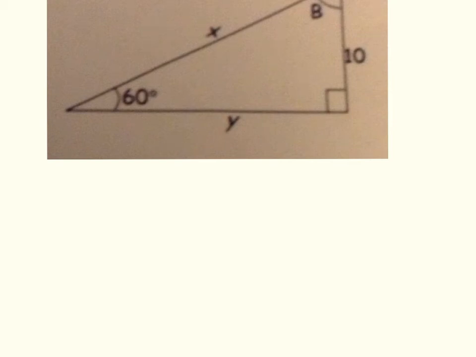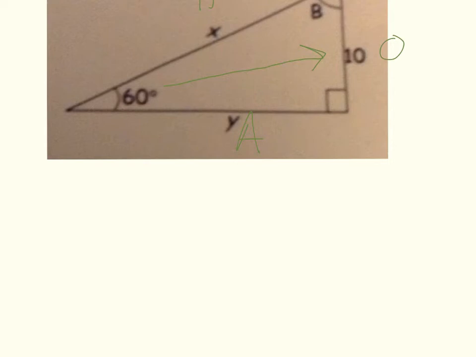Alright, we're going to use the trigonometric ratios to find the unknown sides and angles in the right triangle below. Let's first of all look at the given angle. The given angle, or our reference angle, is 60 degrees. So let's label what we know from the given angle. We know that 10 is opposite. We know that y is the adjacent side, and we know that x is the hypotenuse.